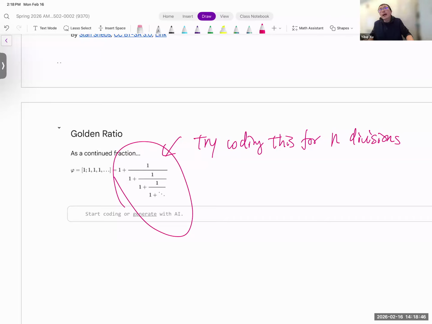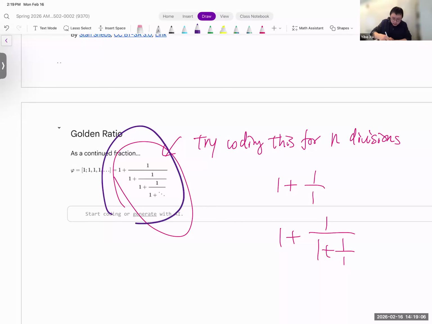But if you say I have only one fraction, what does it mean? It means it's just 1 plus 1 over 1, and I do not have any further divisions, right? If I want to say I have 2, then I have 1 plus 1 over 1 plus 1 over 1 and then done. So basically it's a recursion, right? The continued fraction with n divisions is 1 plus 1 over the continued fraction with n minus 1 divisions.